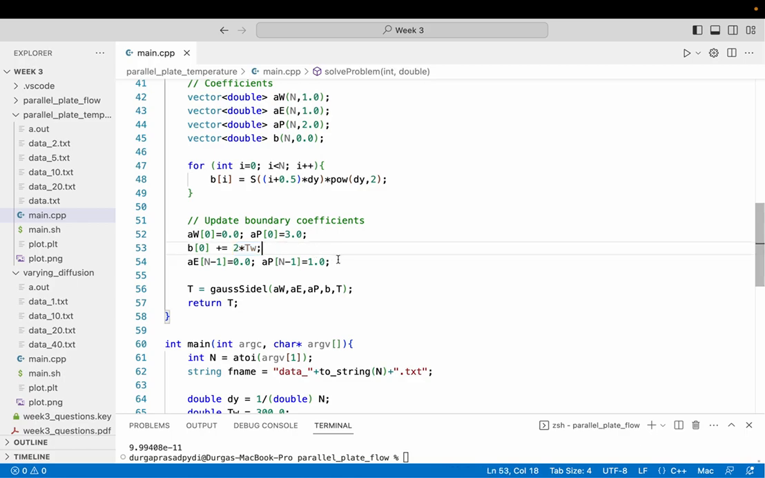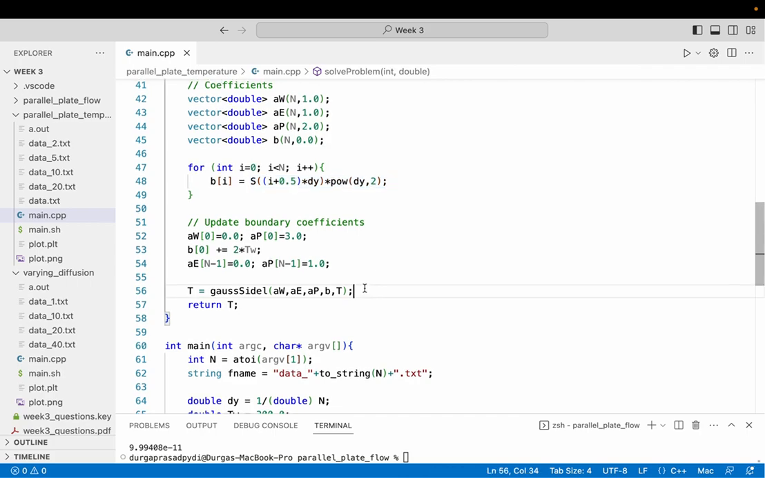On the east boundary, it's a Neumann condition, so you have A East essentially 0 since you do not have anything towards east of the last cell, and AP is 1. And for the B term we don't have any addition because the flux is already given there, so your B term will essentially have this particular equation. So whatever you get from this equation will be your B term, so it doesn't have any additions to that.